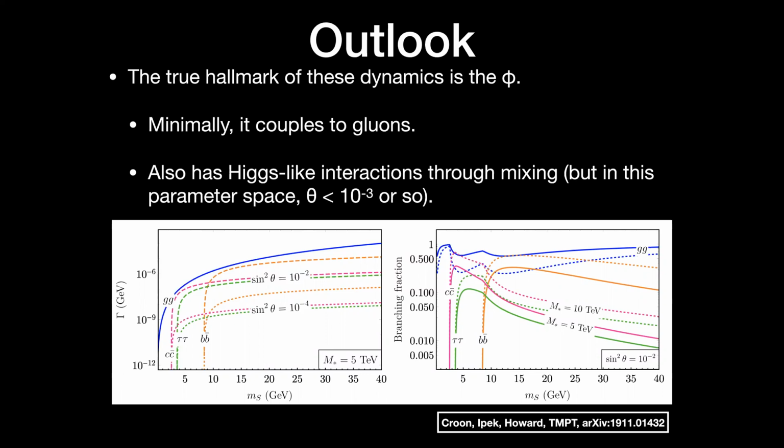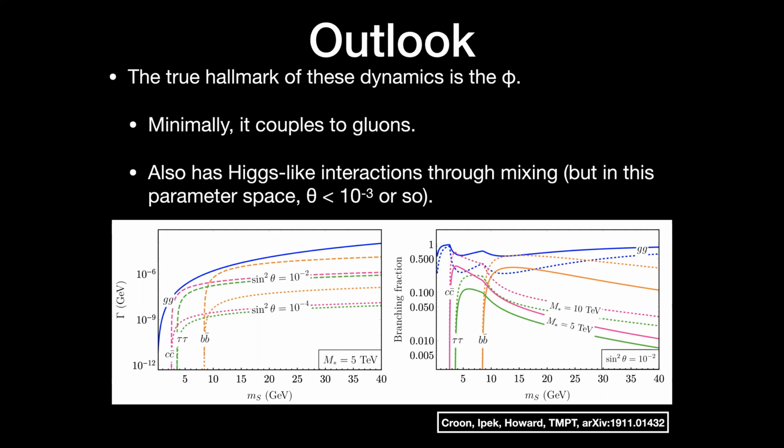But there are still interesting things we can look at. On the left panel of this figure, I've shown for the choice of M star being 5 TeV, as a function of the singlet mass, what its width would be.